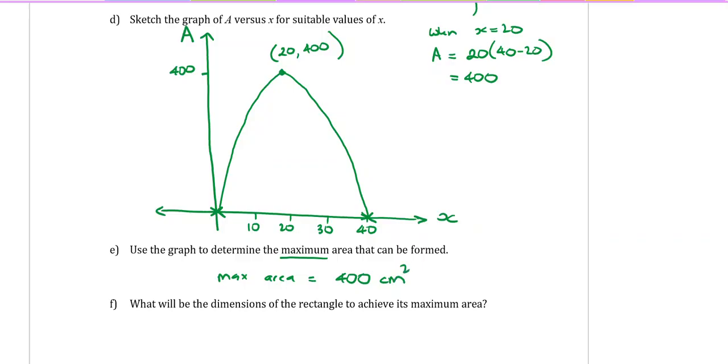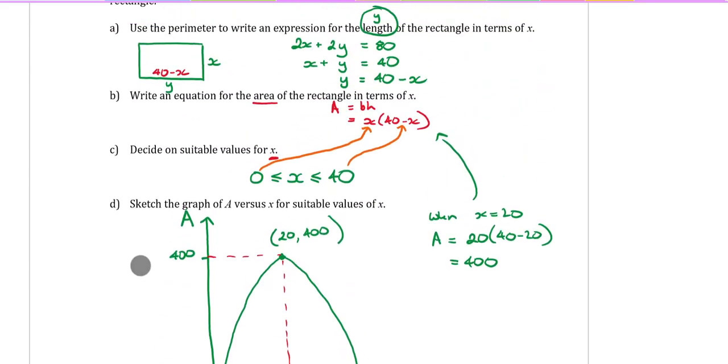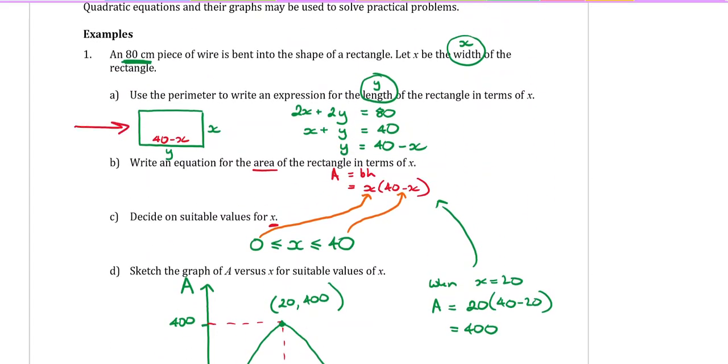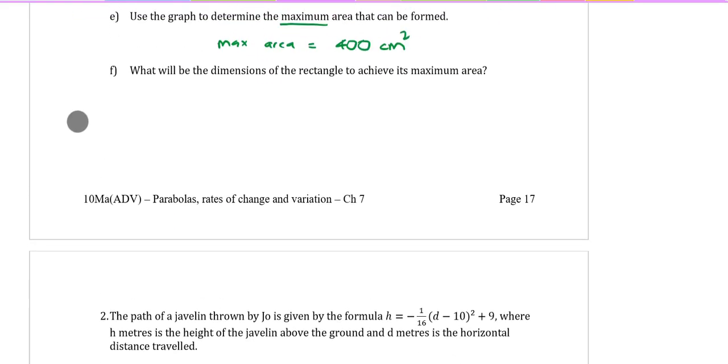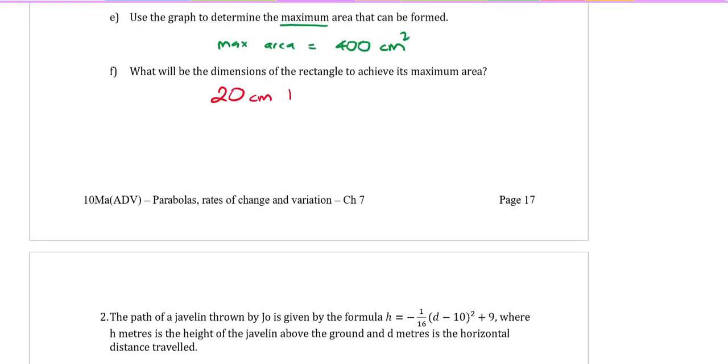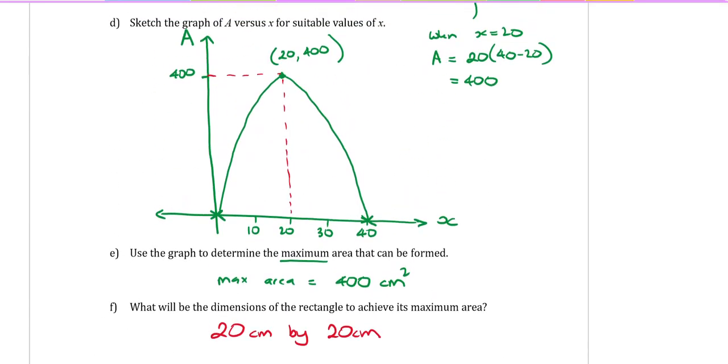What will be the dimensions of the rectangle to achieve this maximum area? So if the 400 is the maximum area, the dimensions that give you that are when x is equal to 20. So we know x is 20, but looking back at my rectangle, if x is 20, the other side is 40 minus 20, so it's also 20. It's actually a square. So this is going to be a 20 centimetre by 20 centimetre square that would have the maximum area. Only at the maximum is it a square. If you went to any other point, it wouldn't be a square.